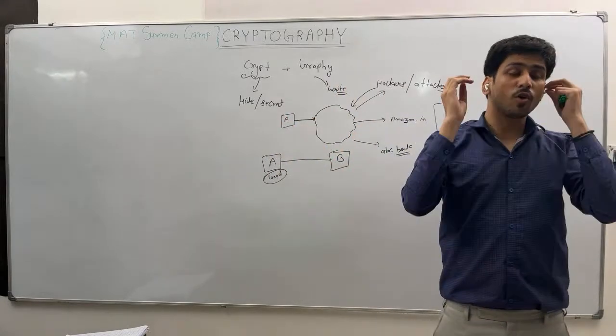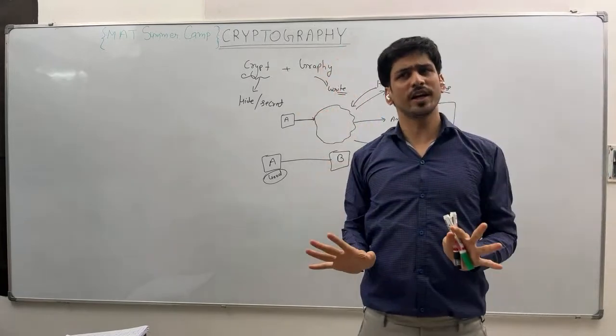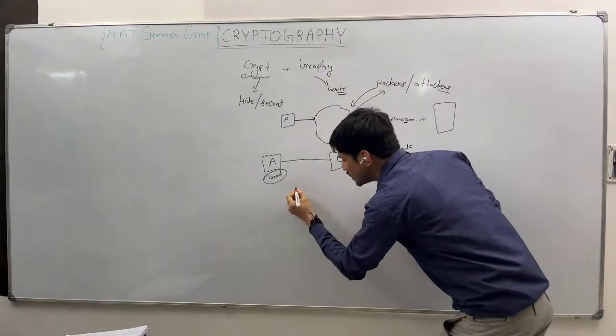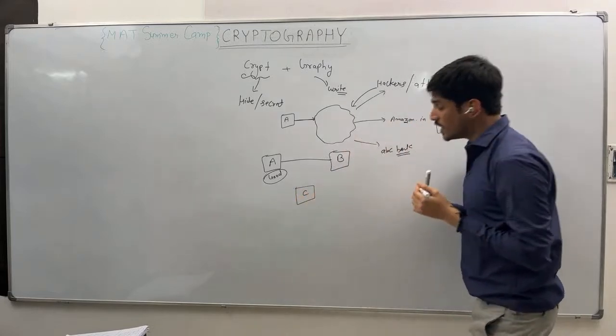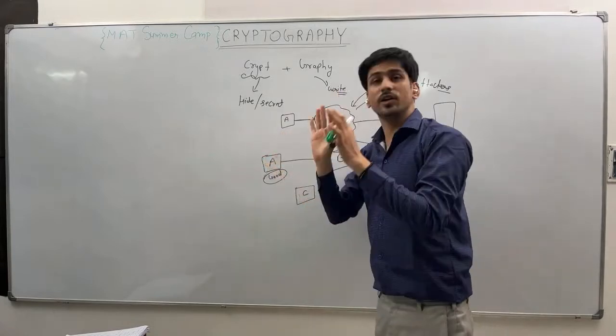The internet is not owned by someone else. The internet is a public property. Anyone can access the internet. So let's say there is some third person C, and A is sending that packet to B, and A has not put any code on the message, good.